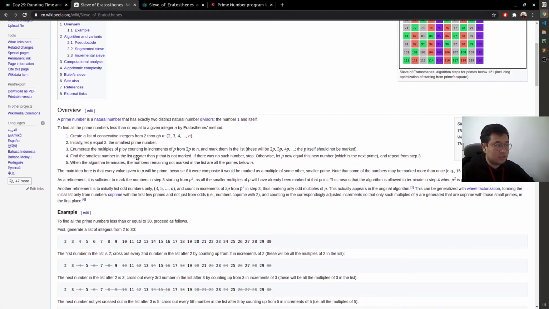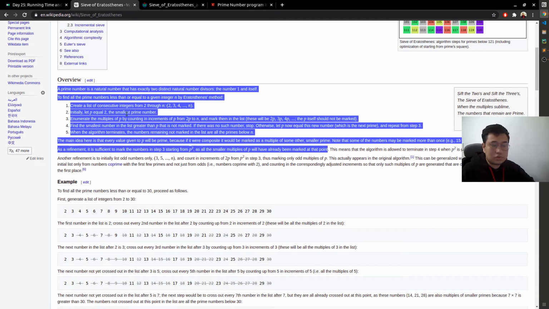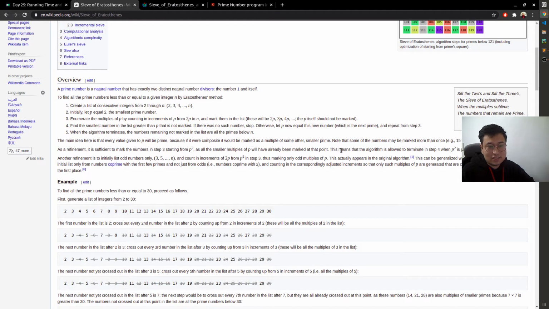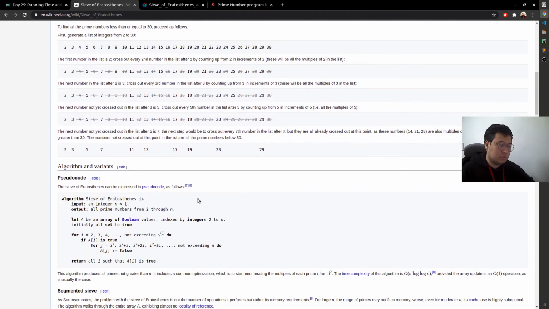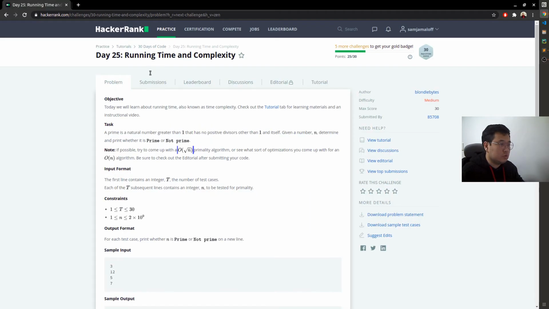If you read everything from there until to here, it is such a simple pseudocode. And then it says this means that the algorithm will be terminated in step 4 when p squared is greater than n. Yeah, from here it comes up to all this notation. Okay, so I'm just going to close everything.